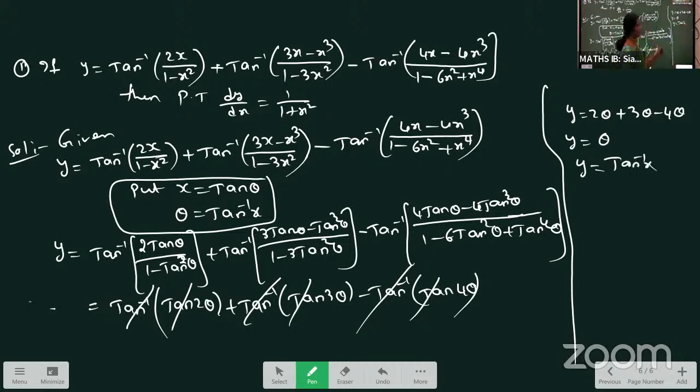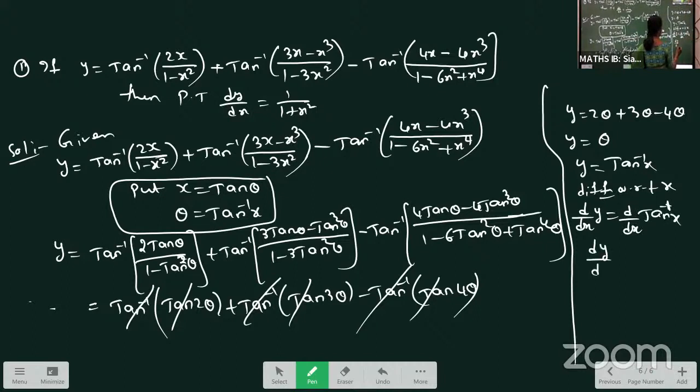We got y value is tan inverse x, but we don't want y. He is asking dy by dx. So differentiate with respect to x. So d by dx of y is equal to d by dx of tan inverse x. Derivative of y is dy by dx as it is. Derivative of tan inverse x is 1 by 1 plus x square. This is only what we wanted to prove. We proved it.